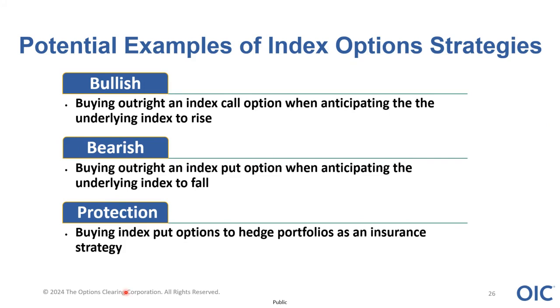If you're bearish, you can buy outright index puts, just like you can in an actual stock, if you're anticipating the underlying index to fall. Or you can use it for protection, buying index puts. Sometimes people use this to hedge portfolios as an index insurance strategy, a way to actually buy protection in a larger, broader market index against another strategy that they have somewhere else.